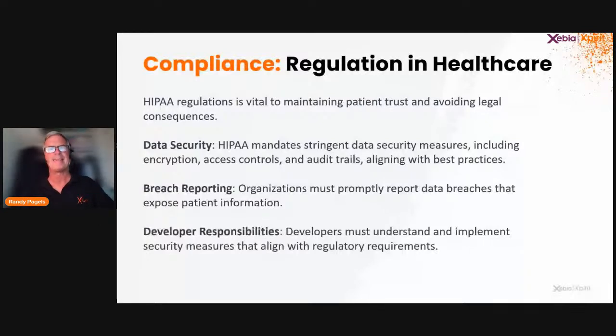Developers must grasp the ability to apply security measures aligned with regulations. They have to ensure patient trust, legal compliance, and prompt breach reporting if patient data is exposed.